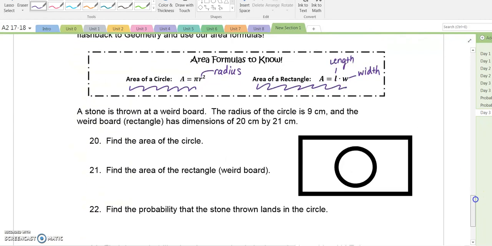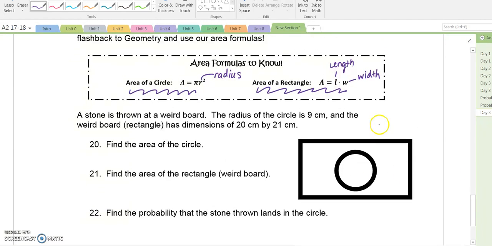So for example, a stone is thrown at this weird board. The radius of the circle, that's this distance, is 9 centimeters. And the weird board has dimensions of 20 centimeters by 21 centimeters. I guess I kind of did that opposite. Let's do smallest first. So smallest is 20, biggest is 21.